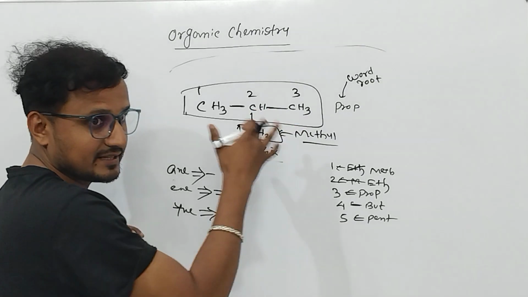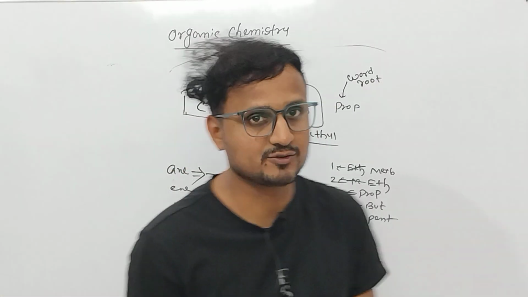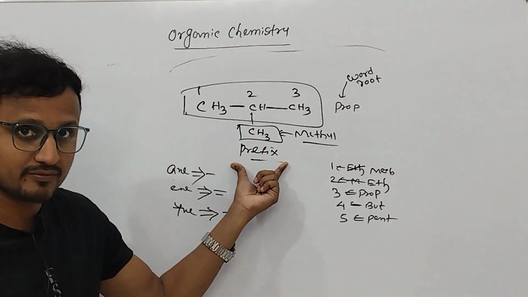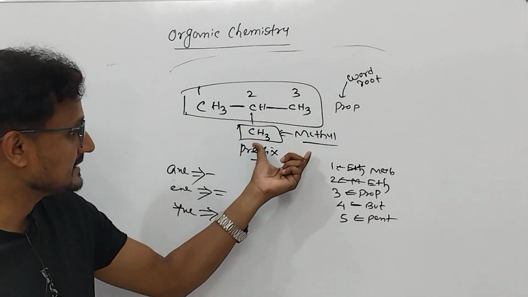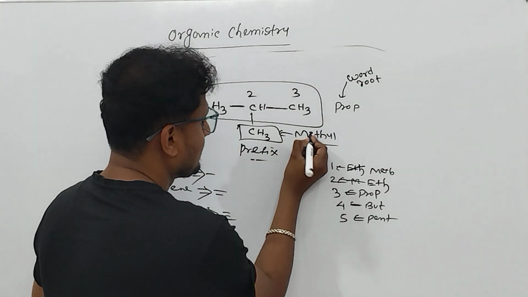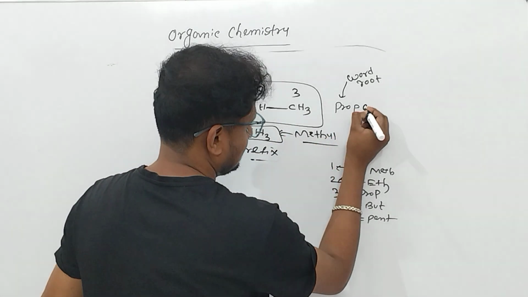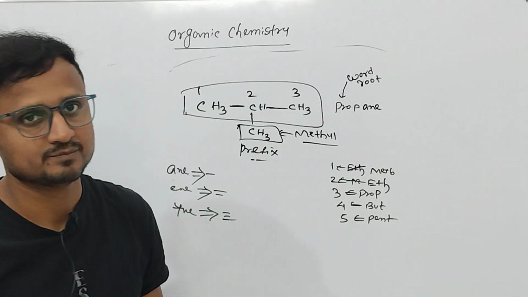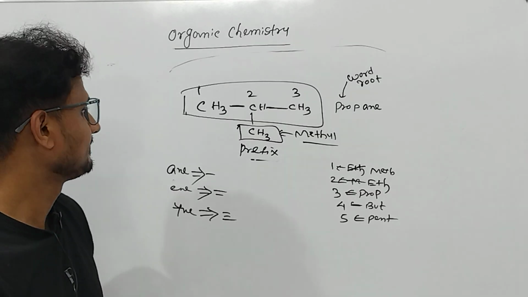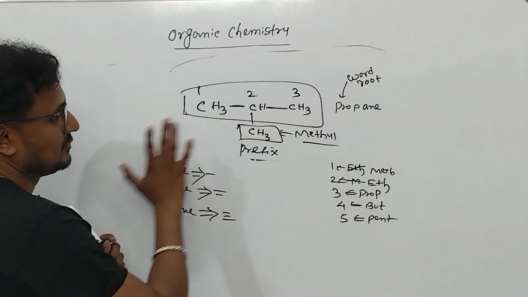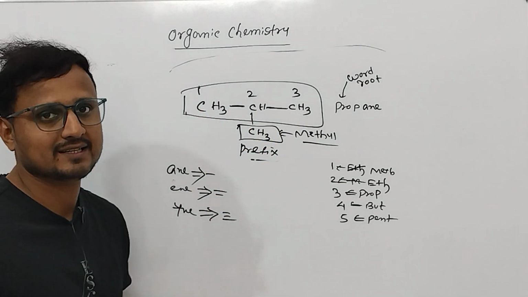What type of bond is present? Now we are going for the primary suffix. We have found the prefix here. CH3 is the prefix, methyl. Then the word root is prop, and the single bond is ane. Propane.